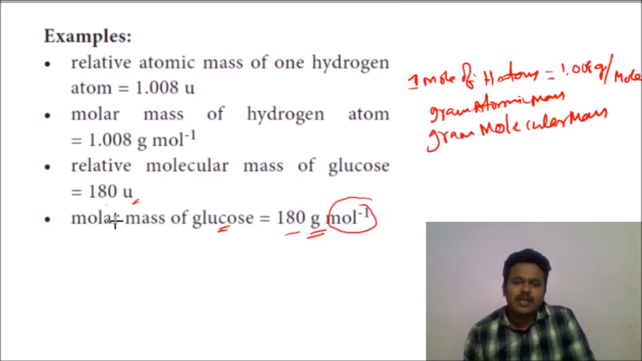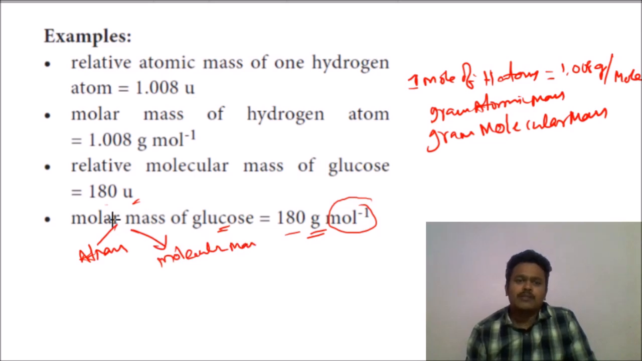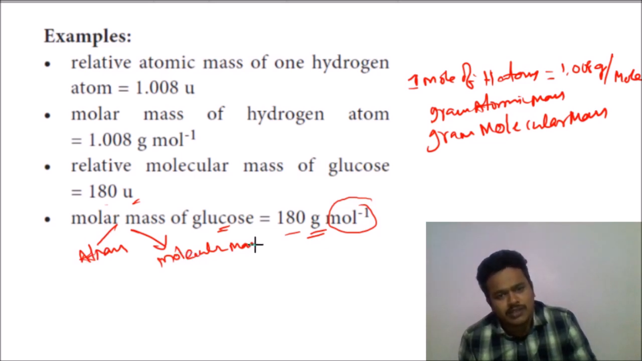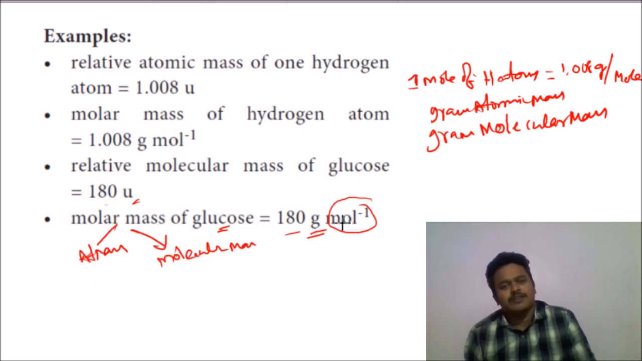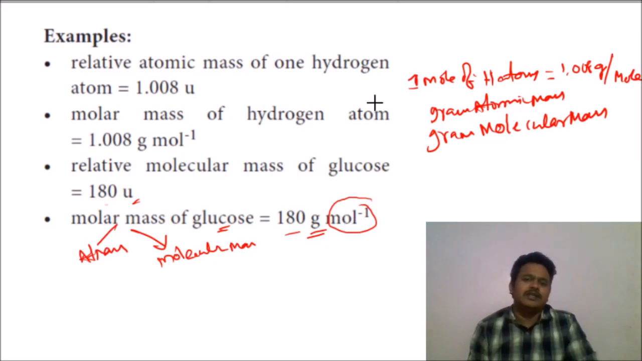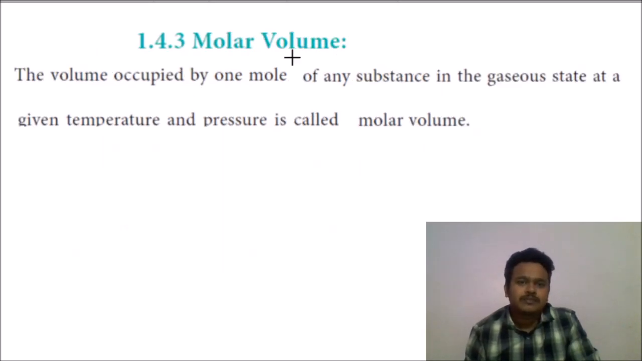Molar mass may be atomic mass or molecular mass. If it is an atom, it means atomic mass. If it is a molecule, it means molecular mass. So molar mass is always per mole: 1 mole of a substance, what is the mass it contains? That is the molar mass.